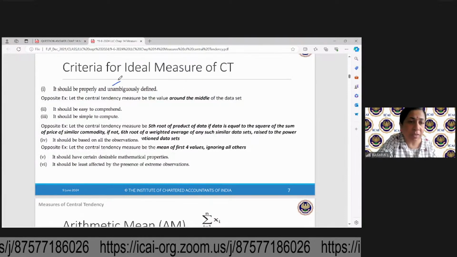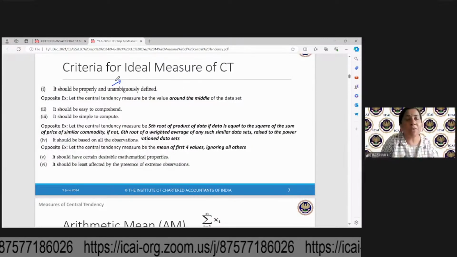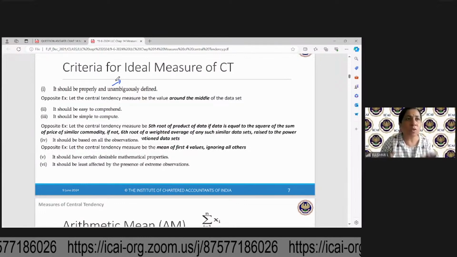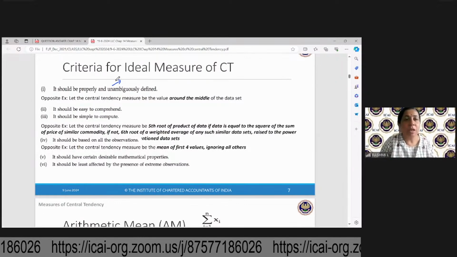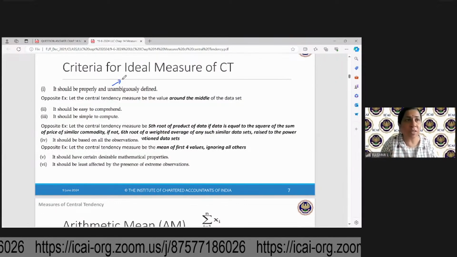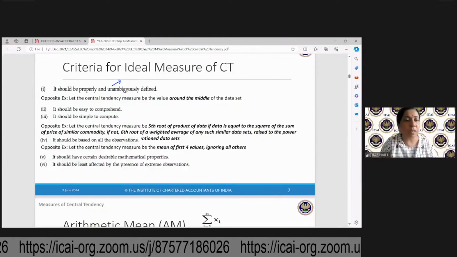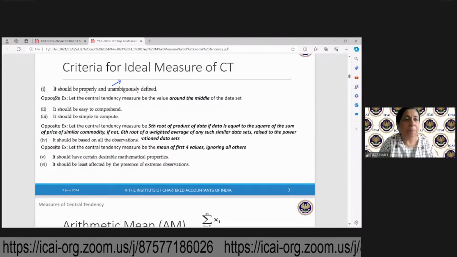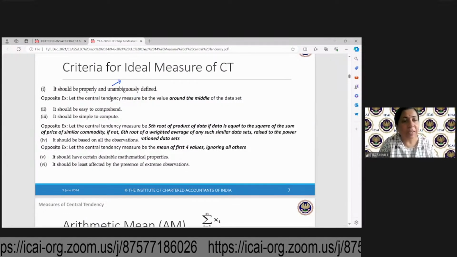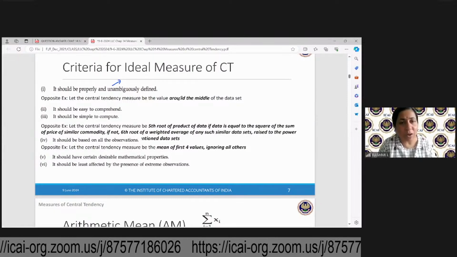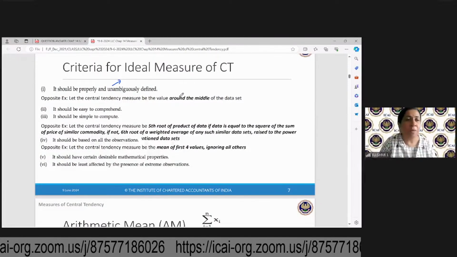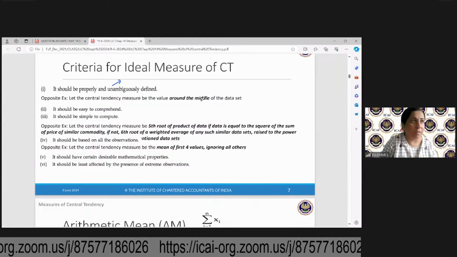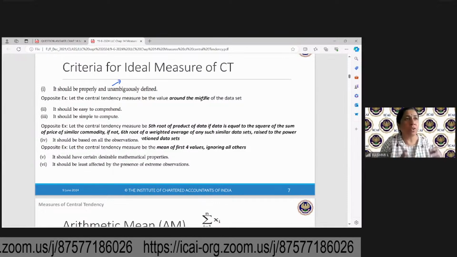Unambiguously means आपका जो कोई भी फॉर्मूला है वो एकदम सटीक होना चाहिए, उस फॉर्मूले से ही आपको आंसर आ जाना चाहिए, मतलब उसमें कुछ ऑप्शंस नहीं होने चाहिए. Okay, so it should be properly unambiguously defined. For example, let the central tendency measure be the value around the middle of the data set. Means around the middle मैंने क्या? Okay, so we should not talk of that.